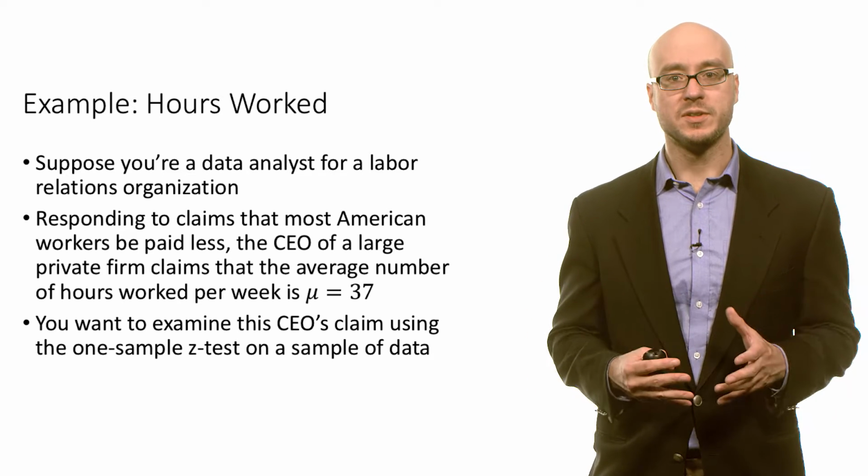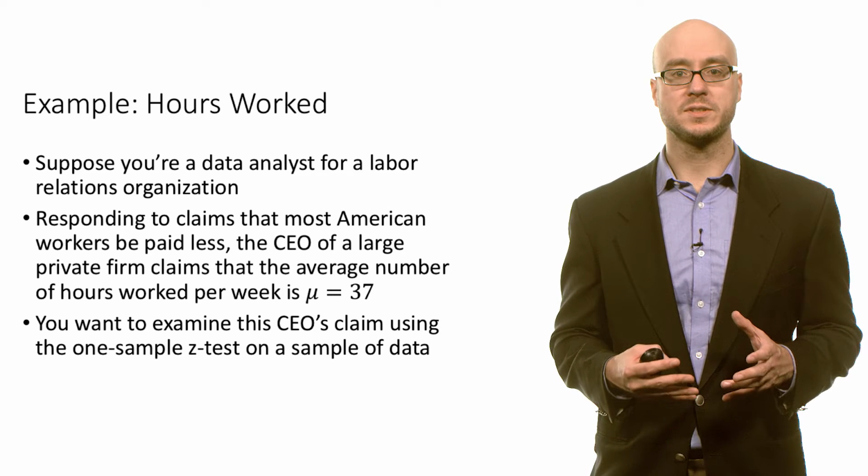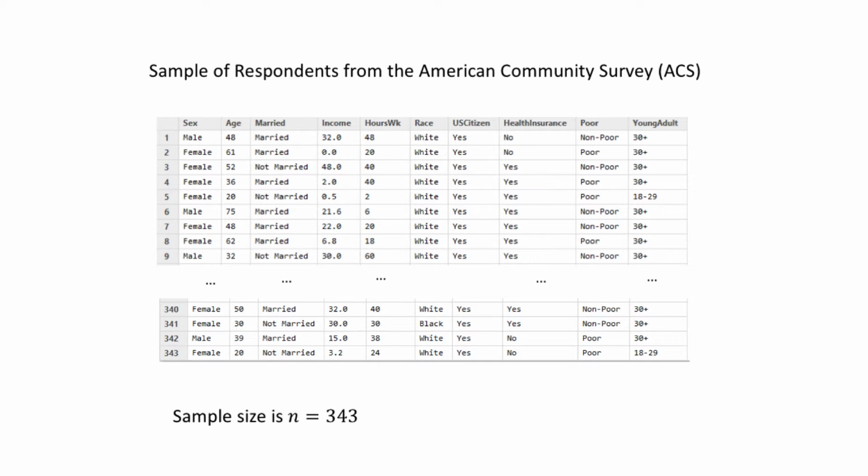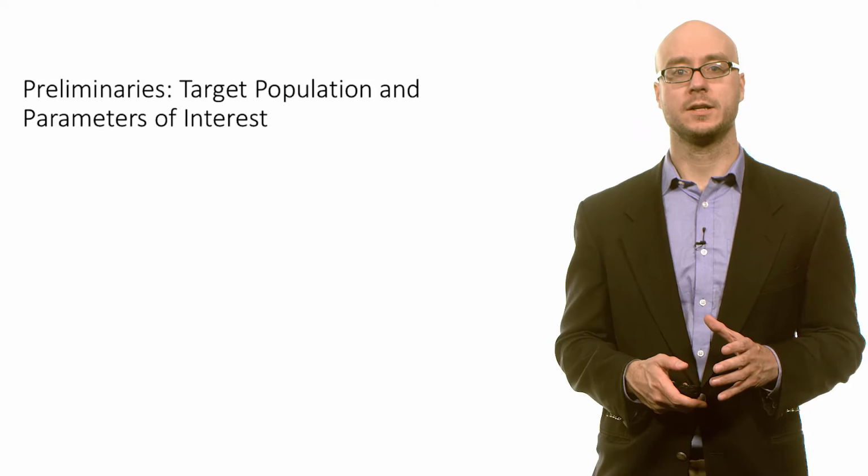Well, you want to examine the CEO's claim using the one-sample z-test on a random sample of data. You want to see, is this CEO correct? So here's our sample of data. It's based on real data from the American Community Survey, a random sample of Americans conducted by the US government. The sample size here is 343 respondents, so this is actually a subset of the American Community Survey. We're going to look at this variable of hours worked per week.